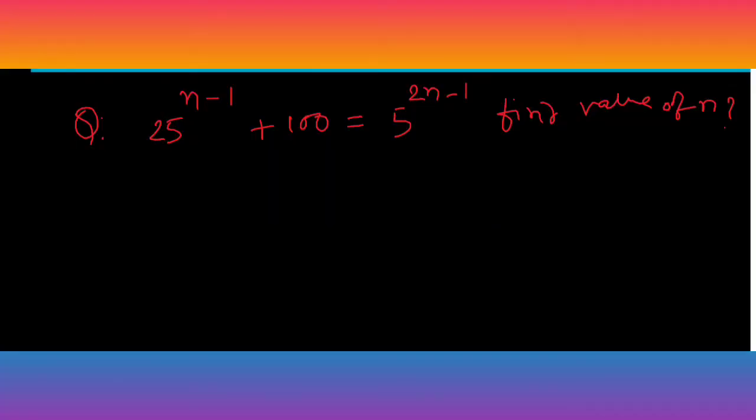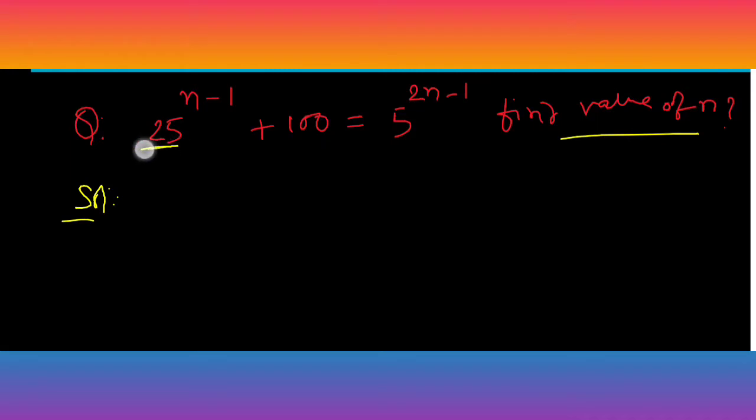Let's welcome. Today we discuss another important question. Okay, see, this is the power and exponent. This is given: 25 to the power of n minus 1 plus 100 is equal to 5 to the power of 2n minus 1. Find the value of n. Okay, see how to solve. It is very easy.